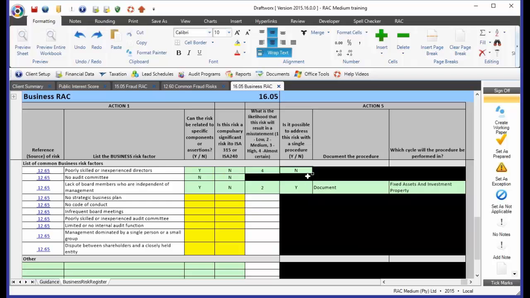This item, it's going to carry through to my audit plan, and I will decide on specific procedures. Now, what I want to point out with RAC Micro, if you have business risks that carry through into your business RAC, one of the requirements of RAC Micro is that you do document the procedure on your business RAC.